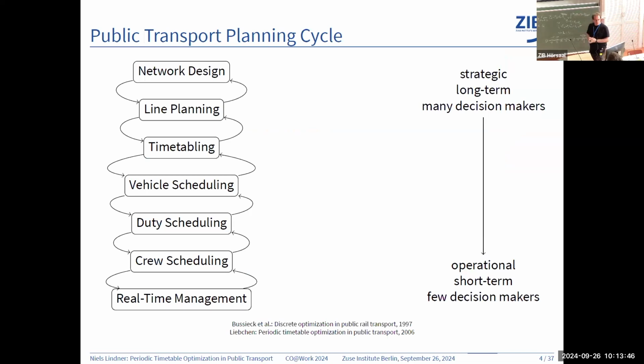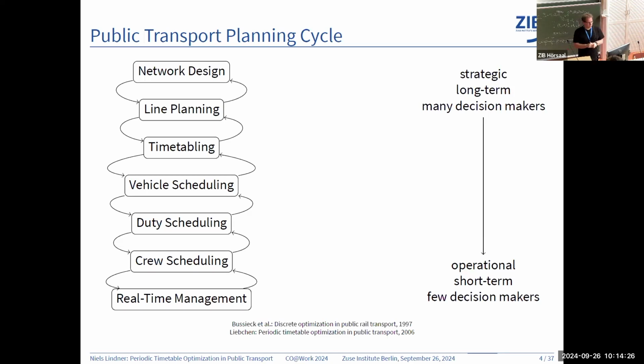There are classical planning problems in public transport, and they are organized in a hierarchical way like this. In the beginning, there's network design, then there's line planning, like what happened in Karlsruhe. If you know what the lines are and what their frequencies are, you can proceed to timetabling. That means giving arrival times and departure times to trips. Then the strategic planning ends and you go to operational planning, how to organize efficient operations from the viewpoint of a public transport company. Then you need to group the trips together to vehicle schedules. And if you have scheduled vehicles, you would be interested in scheduling the crew.